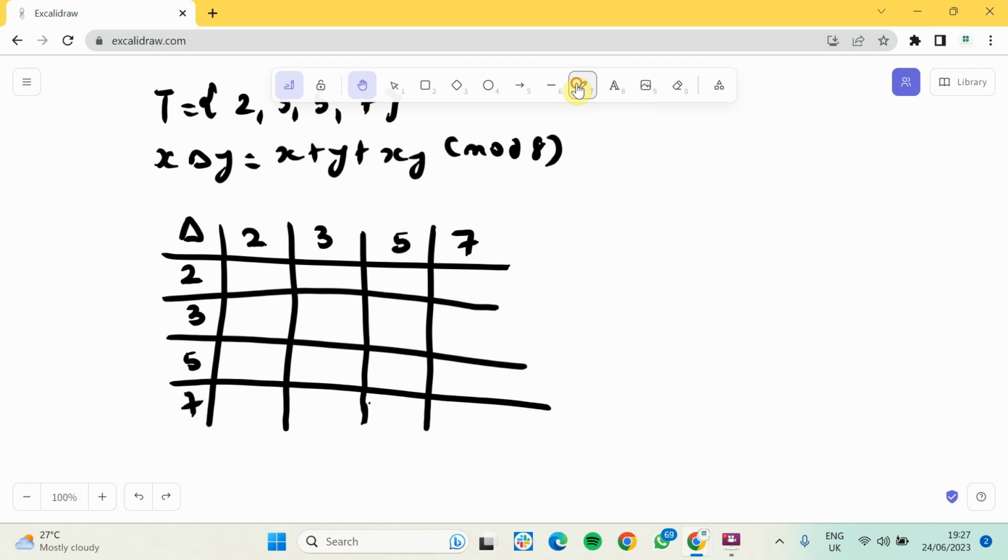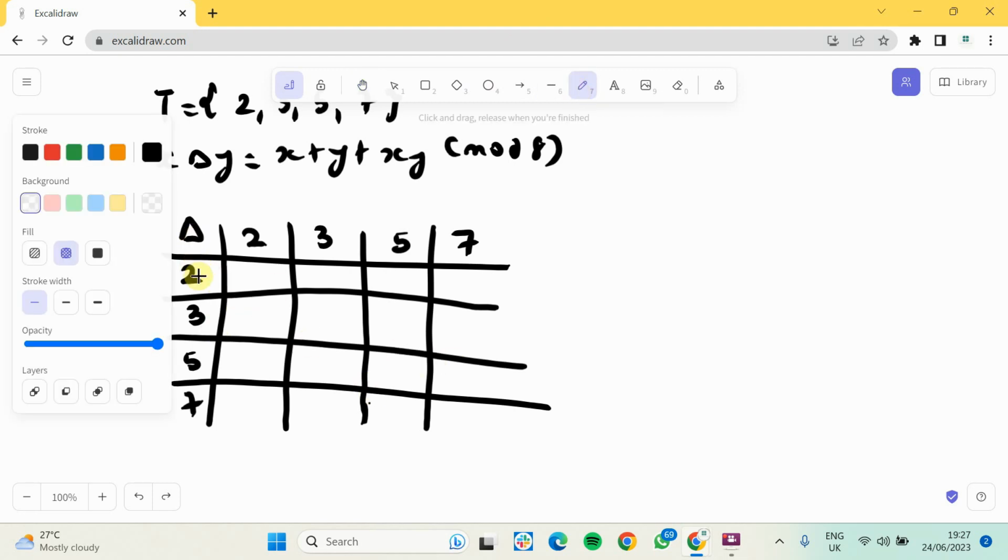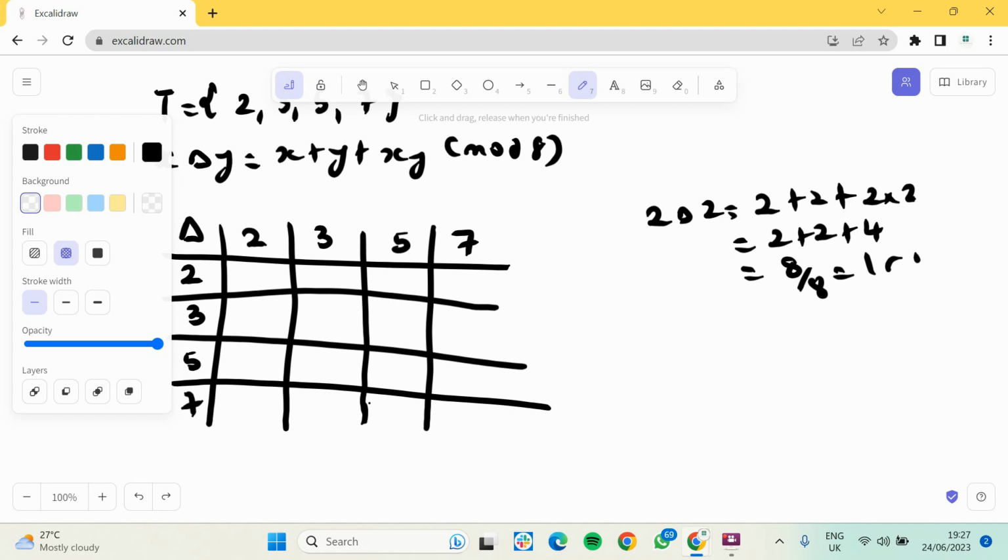So to answer this question, let's do 2 operator 2. Using this skeleton, that will be 2 plus 2 plus 2 times 2. Always ensure that you break down anything before you add. 2 times 2 is 4, 2 plus 2 is 4, 4 plus 4 is 8. If I'm working in mod 8 and I divide this by 8, it gives me 1 with a remainder of 0. So this value is 0 mod 8, and I'm putting 0 here.